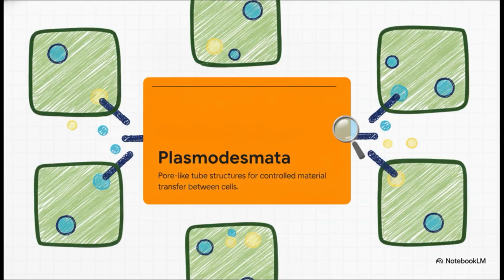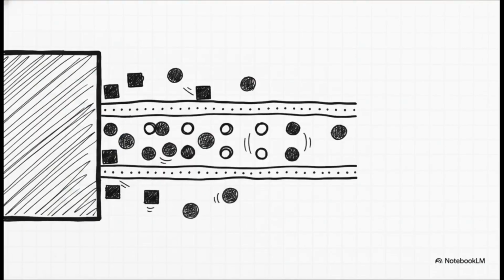That being said, it's not a totally closed-off fortress. Plant cells actually need to communicate and trade materials with each other. They do this through these fascinating structures called plasmodesmata. These are fine strands of cytoplasm that form pore-like tubes connecting neighboring cells together to create highly controlled microscopic supply chains. Now, moving just inside that sturdy outer wall, we hit the cell membrane.